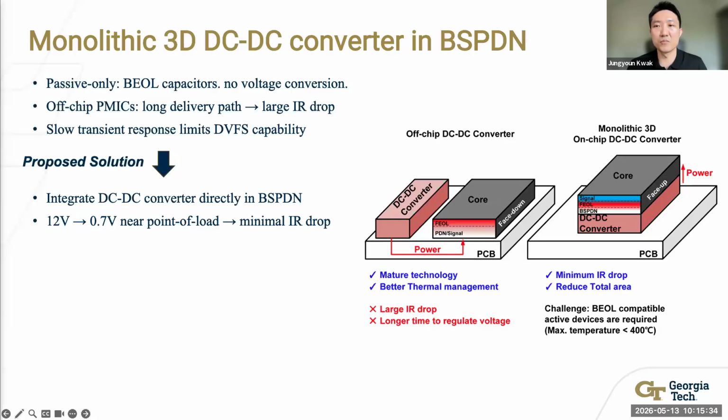The right figure shows our proposed solution, an active monolithic three-dimensional converter placed directly on the backside layer. By moving the converter into the chip stack, the power delivery path shrinks from millimeters to micrometers. One of the biggest advantages is area. An off-chip converter takes board space. A 2D on-chip converter shares area with logic and competes for routing. Our monolithic three-dimensional integrated converter sits above the logic layer and uses backside space that is not used for logic, giving a large reduction in total footprint.